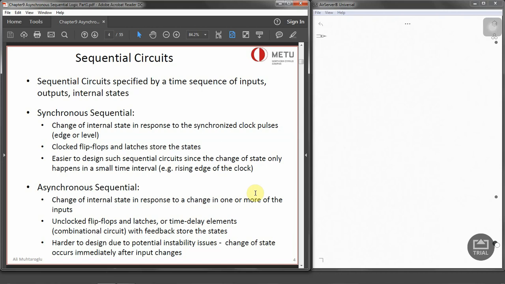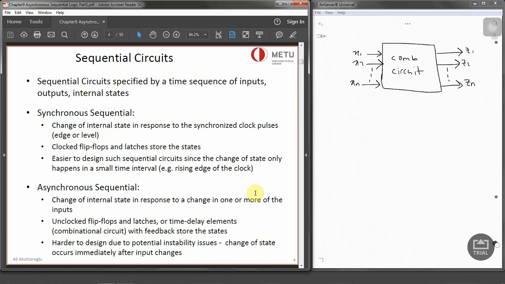Now, if you remember from the combinational circuits, what do we normally have? We have a combinational circuit, and for that circuit, we have a set of inputs coming in, and we also have a set of outputs coming out. So we can say x1, x2, xn, and let's say the outputs are z1, z2, zn. On the other hand, we also have some feedback path, and of course we have some delay element in that feedback path.